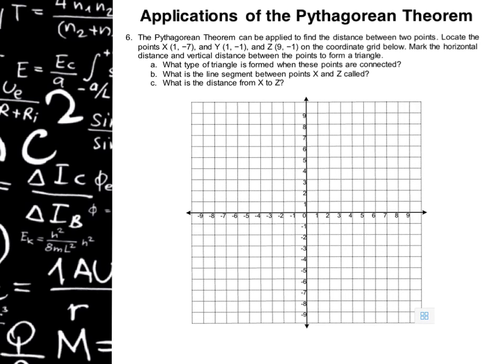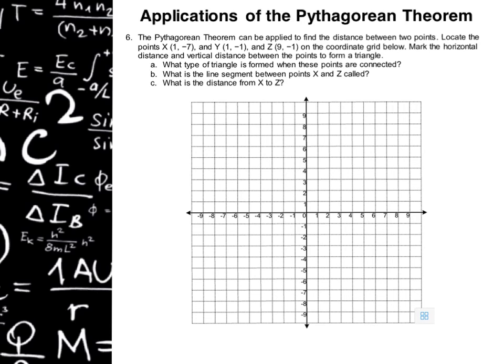You should have downloaded today's assignments from my webpage. It's called Applications of the Pythagorean Theorem. So go ahead and turn to number 6. I'm going to do number 6 with you and then number 8, and then you'll work on the rest of the problems during class, and whatever's not finished will be your homework.